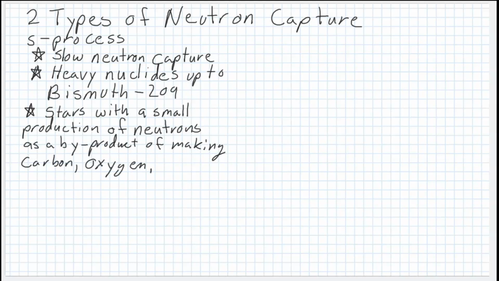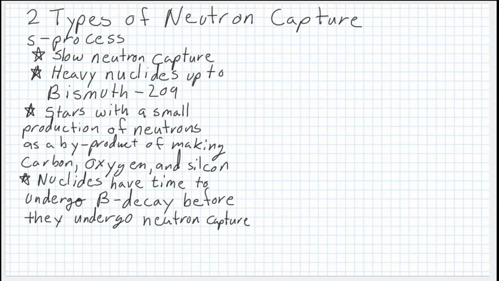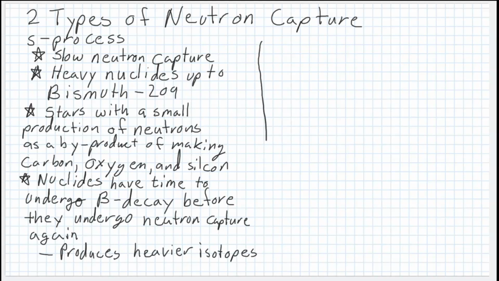Nuclides need to have time to undergo beta decay before they undergo a second neutron capture. This process not only produces heavier nuclides, but it also often produces heavier isotopes of the same element that you started with. The second type of neutron capture is the R process.